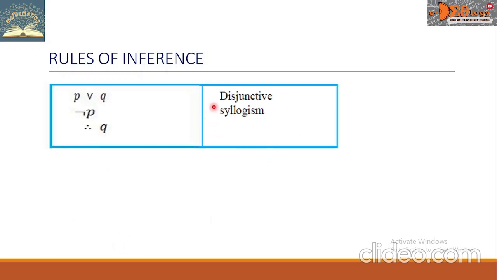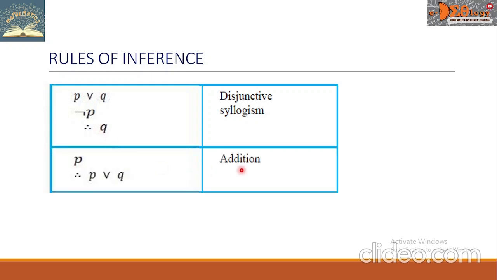Next is disjunctive syllogism. We have here two premises. First premise, P or Q. Second premise, not P. Conclusion is Q.